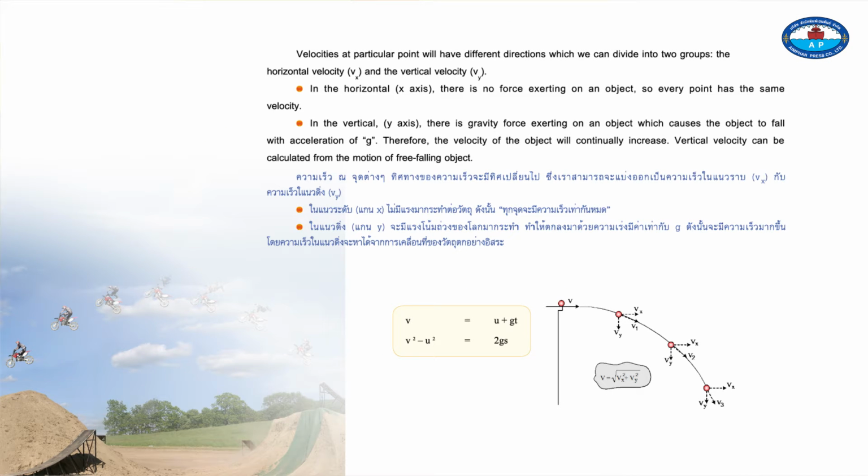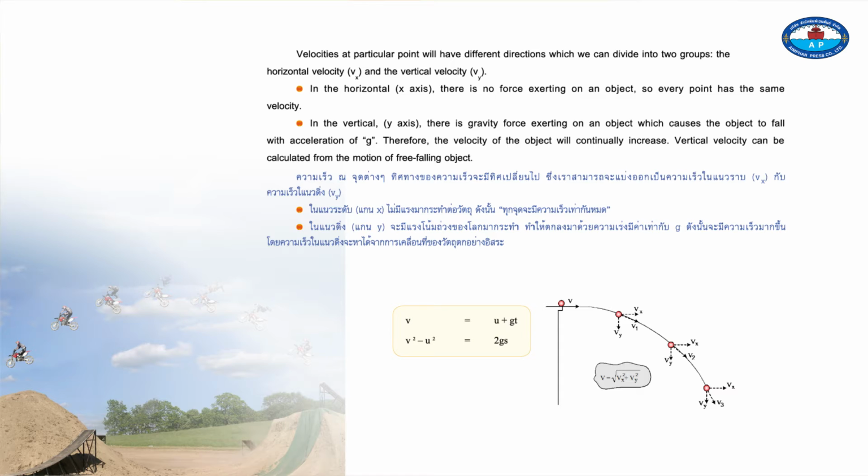Velocities at a particular point will have different directions, which we can divide into two groups: the horizontal velocity and the vertical velocity. In the horizontal x-axis, there is no force exerting on an object, so every point has the same velocity. In the vertical y-axis, there is gravity exerting on an object, which causes the object to fall with acceleration of g. Therefore, the velocity of the object will continually increase.